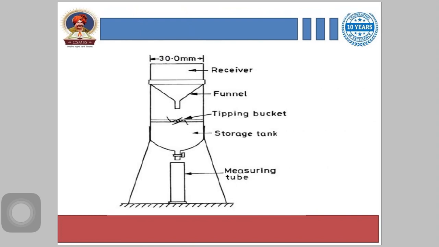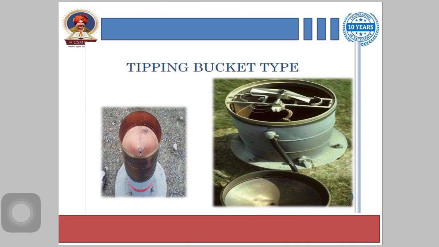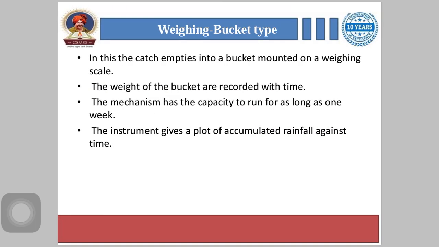This is the automatic type of rain gauge, and it is used in areas which are not accessible. Next, this is the actual image of the tipping bucket type. The next type of recording rain gauge is the weighing bucket type.